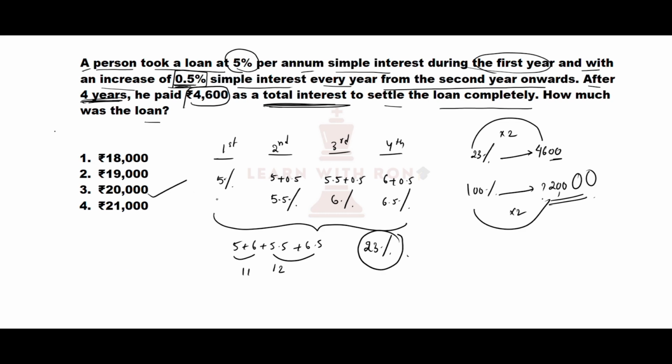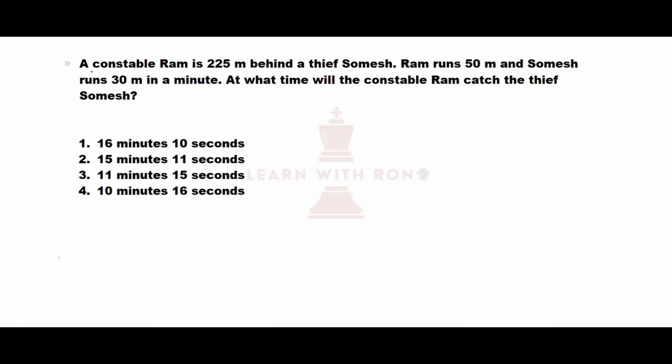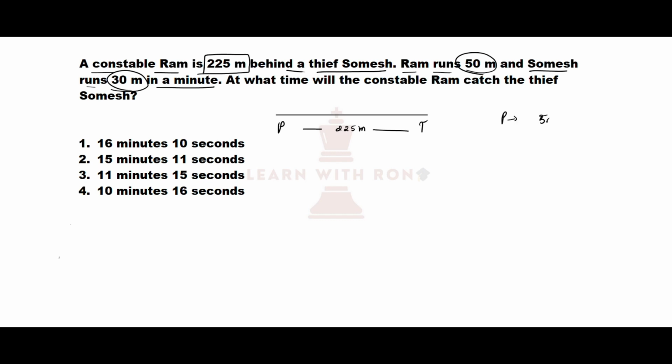Let's see the next question. Here they have given a constable Ram is 225 meters behind the thief Somesh. Let's suppose here is the police and here is the thief, and the distance between them is given as 225 meters. See the next part. Ram runs 50 meters, means police runs 50 meters, and Somesh runs 30 meters in a minute. See here they have given police runs 50 meters in 1 minute.